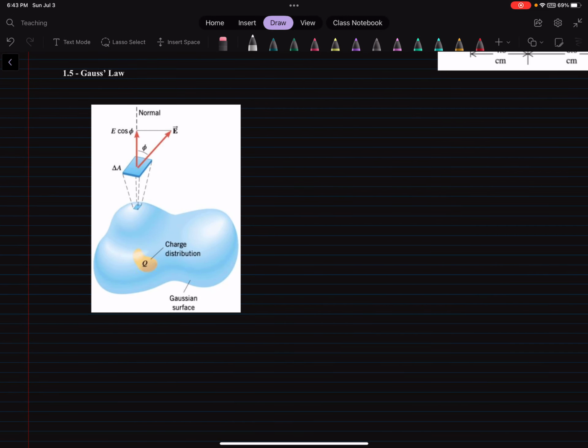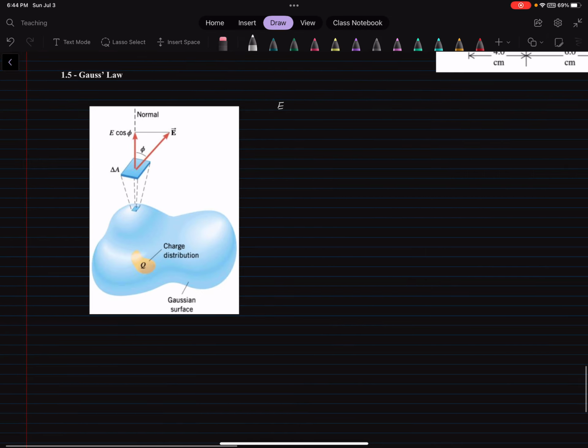So in this section, we're going to build up to Gauss's law, and it involves a Gaussian surface. And we're going to talk about what exactly that means. But first, we have to introduce this concept of flux, specifically electric flux.